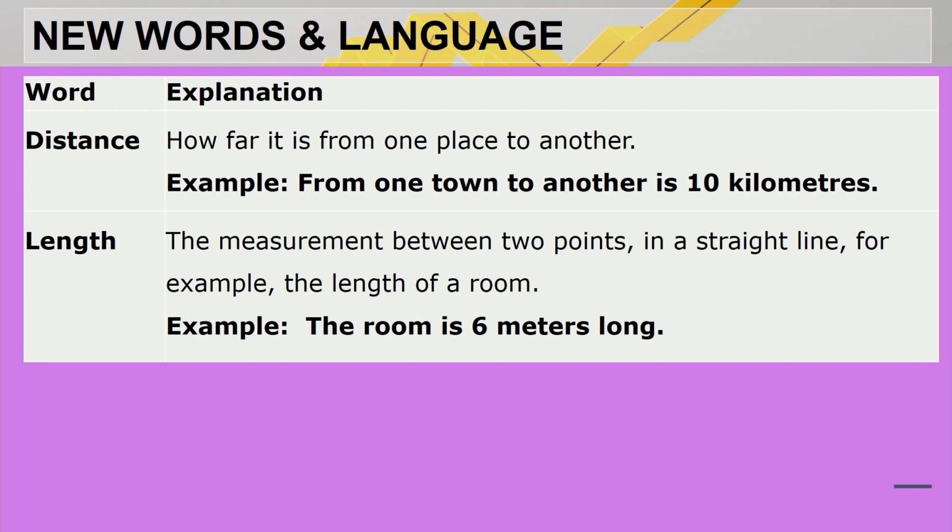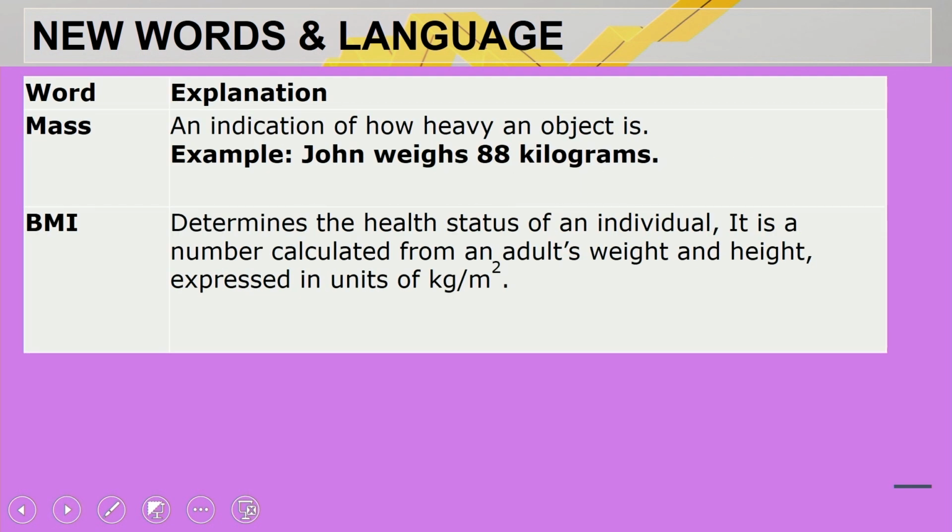Length, the measurement between 2 points in a straight line. For example, the length of a room. Example, the length of the room is 6 meters long. Then 2 new words, again, mass, it's an indication of how heavy an object is. John weighs 88 kilograms. And then BMI, your body mass index, it determines the health status of an individual. It is a number calculated from an adult's weight and height, expressed in units of kilogram per square meter.